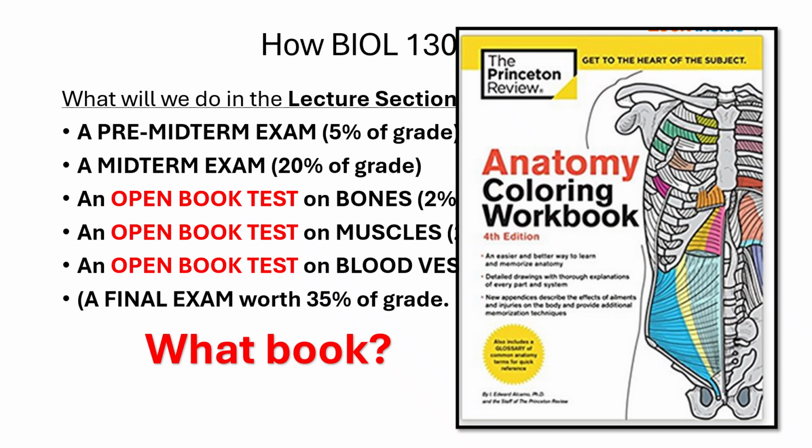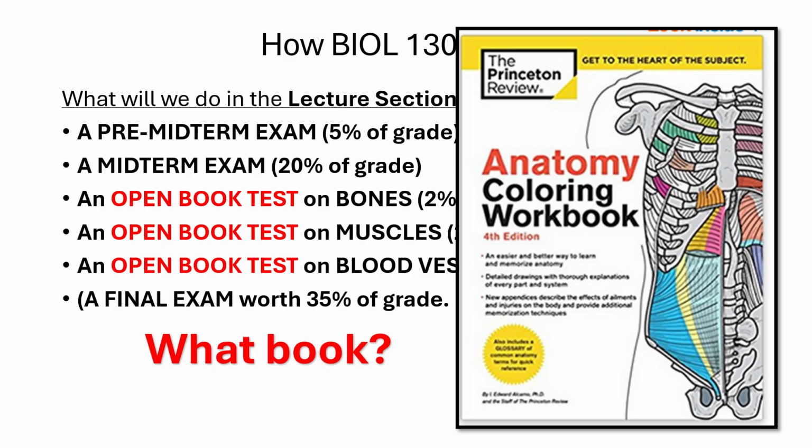You can get it at another college bookstore, and the only condition is that you have to get the fourth edition. The fourth edition, because for the first, second, and third editions, the page numbers will not match what I'm asking you to study. So if you buy a first, second, or third edition, you're kind of wasting your money because my questions come from the fourth edition. Okay, so in this book there are three chapters. There's one chapter on bones, one chapter on muscles, and one chapter on blood vessels.